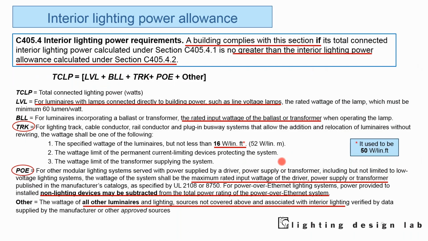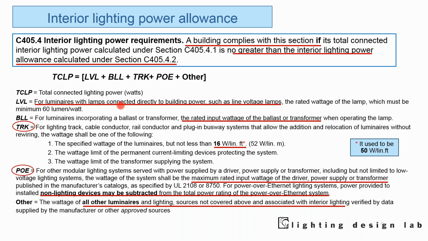Okay, this looks like an eye chart, and I apologize, but I just wanted to get everything on this one slide. Basically, we're not going to read it all, but this is the interior lighting power allowance calculation. Total connected lighting power is based on adding up all of these different things here.